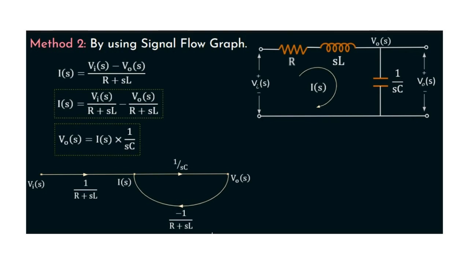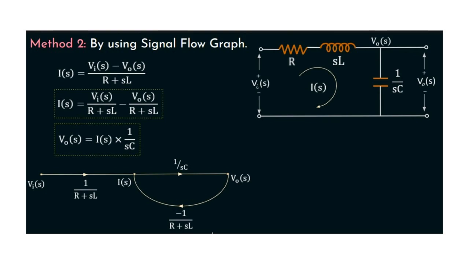Now that you have these two equations, they are in a form suitable for constructing our signal flow graph. So now we have three variables, Vi of S, I of S, and Vo of S. We are going to use this to construct the SFG. From the first equation, we draw a branch from Vi of S to I of S with gain 1 over R plus SL. Then also draw a feedback branch from Vo of S back to I of S with gain negative 1 over R plus SL. This is going to be our negative feedback path.